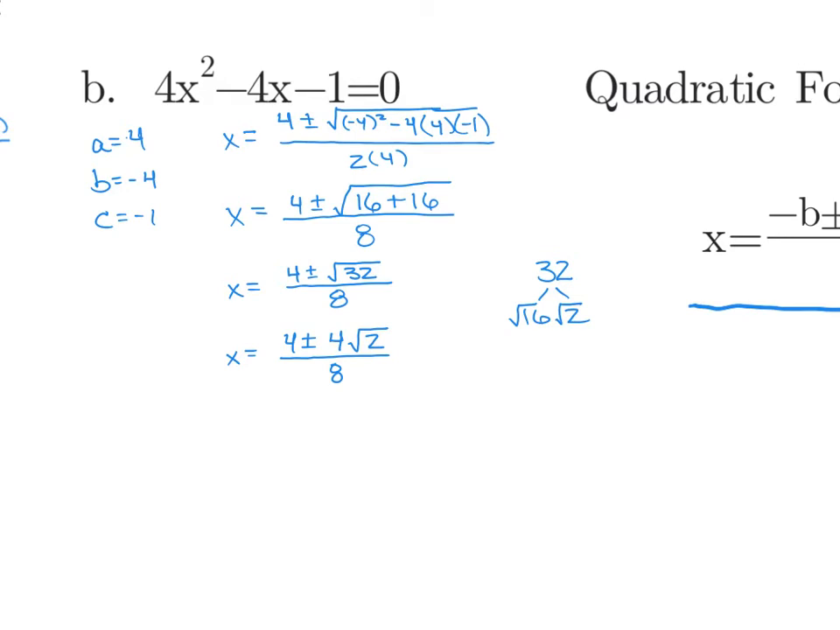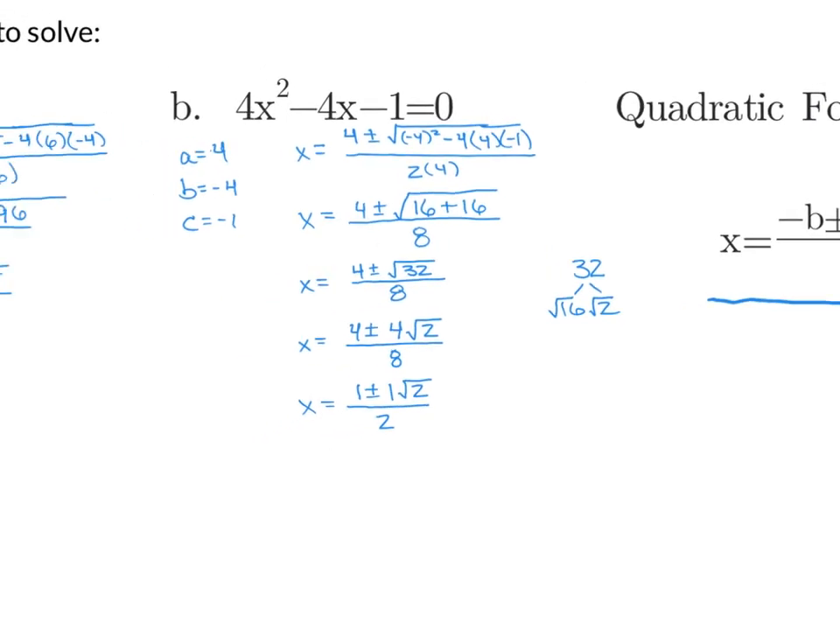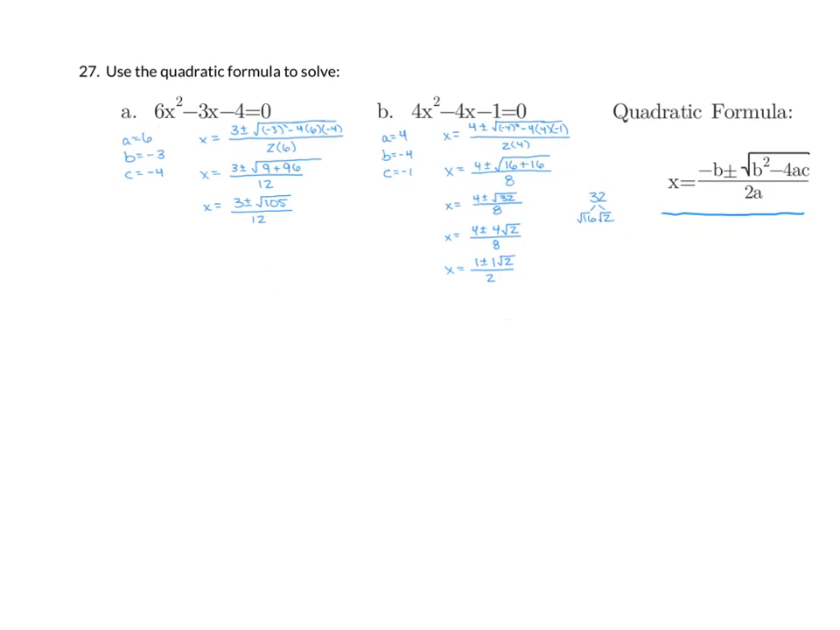Last step, we want to simplify the fraction. All of our outside numbers are divisible by 4. So if we divide them all by 4, we get x equals 4 divided by 4 is 1, plus or minus 4 divided by 4 is 1, square root of 2, over 8 divided by 4 is 2. And so those are our final answers. All right, that takes care of our quadratic formula.